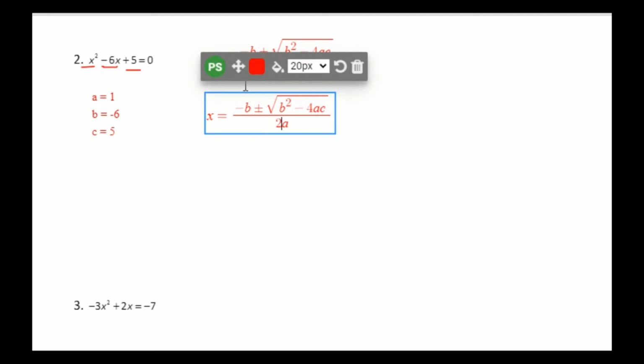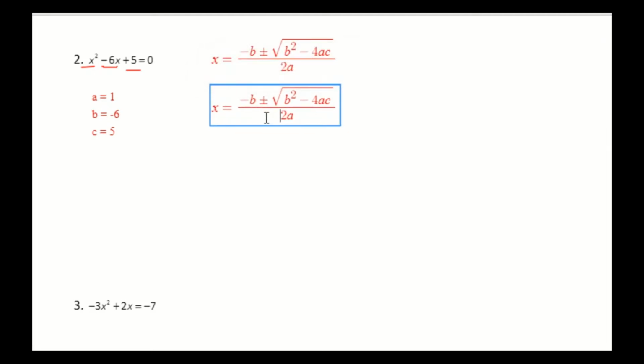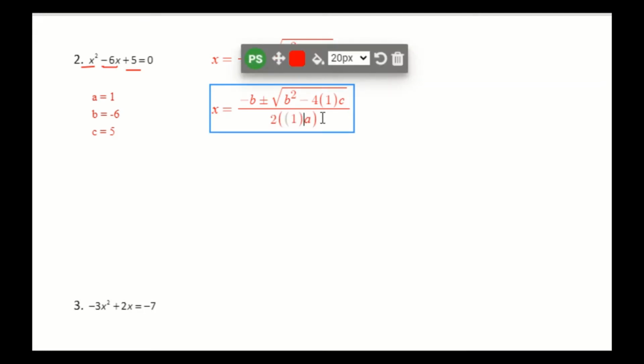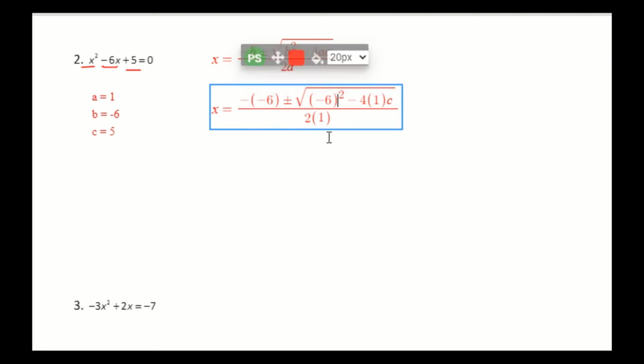So let's go ahead and plug everything in. We've got A, B, and C. Okay, my A is 1. My B is -6. And I'm putting everything in parentheses. It just makes everything kind of nice and clear. So -6, A, and then C is 5.